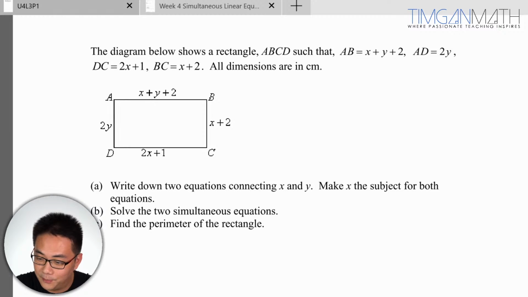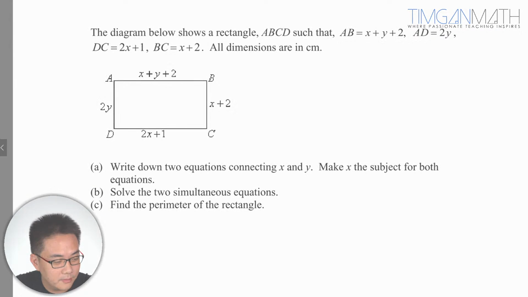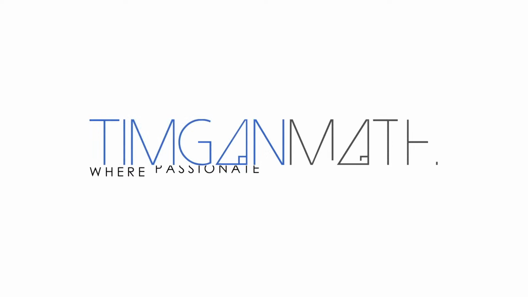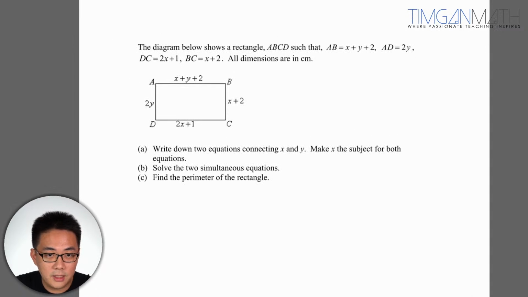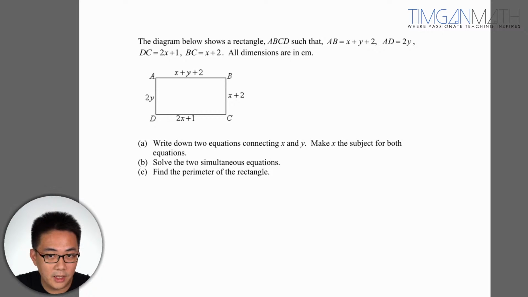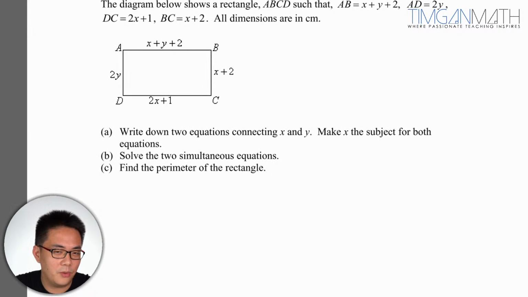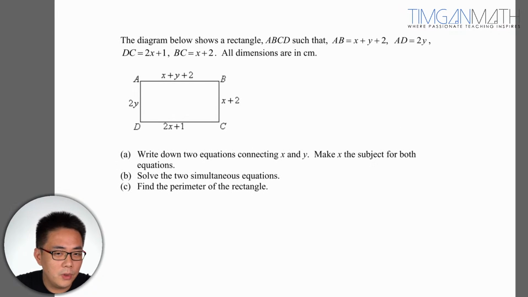Okay, let's look at this part here. Hi students, let's look at this question here, which is on the application of simultaneous equations. I think this is similar to what we have done just now. So the first part is: the diagram below shows a rectangle ABCD such that AB equals x plus y plus 2, AD is 2y, DC equals 2x plus 1, BC equals x plus 2. All the dimensions are in cm. It's already given in the diagram. Write down two equations connecting x and y. Make x the subject for both equations.